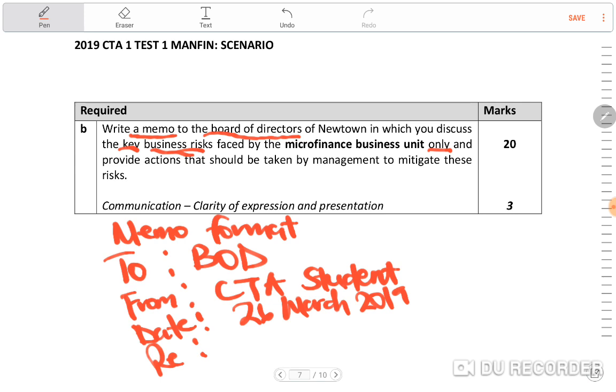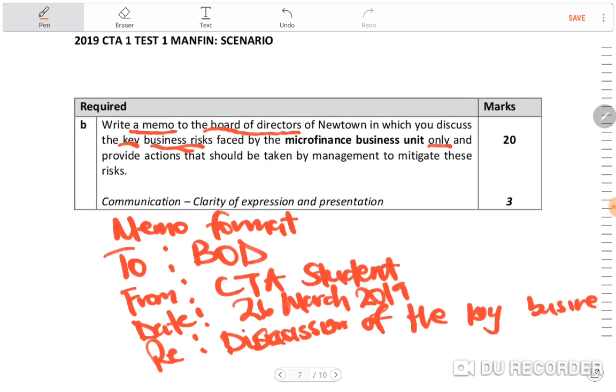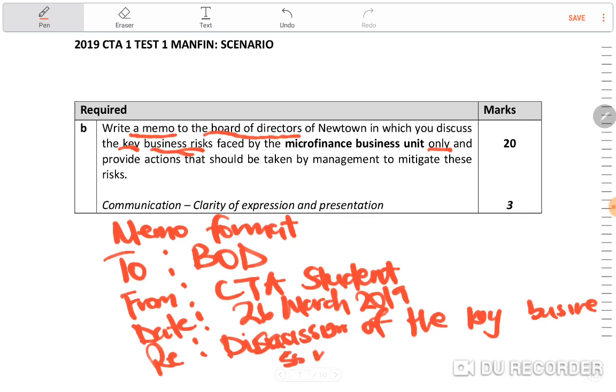What are you going to be discussing in this specific memo? So my reference would be a discussion of the key business risks that the microfinance is facing. So this is your memo format.